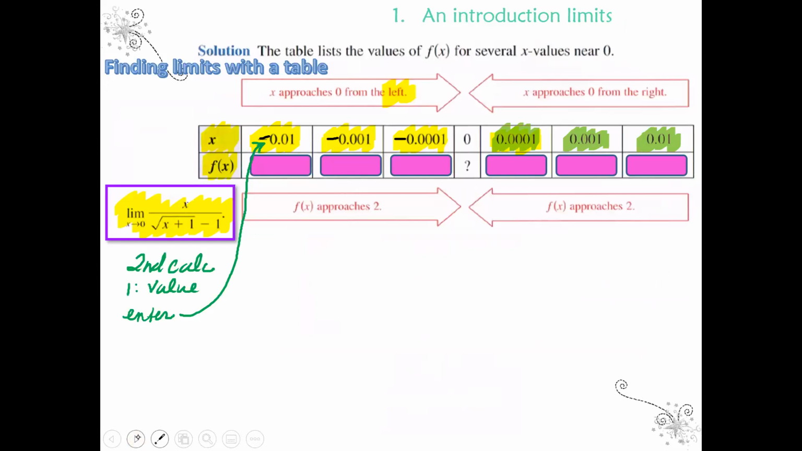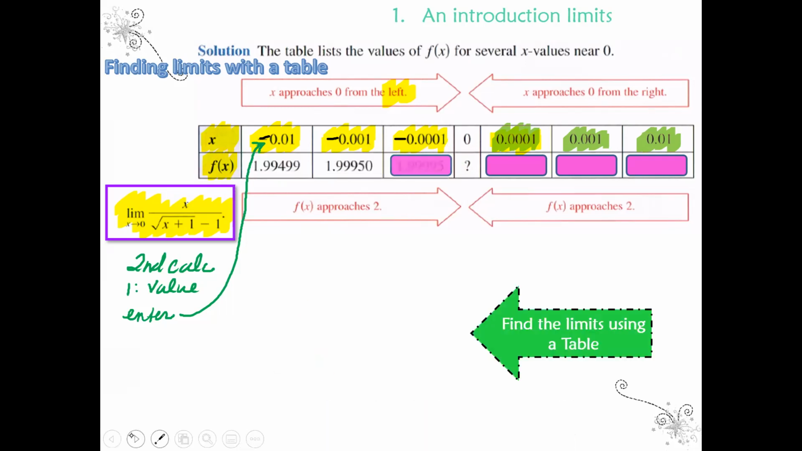As x approaches from the left side, you have negative 0.01, negative 0.001, negative 0.00001. So it's getting closer and closer to 0. Here are my y values, and they're getting closer to 2, climbing up higher.